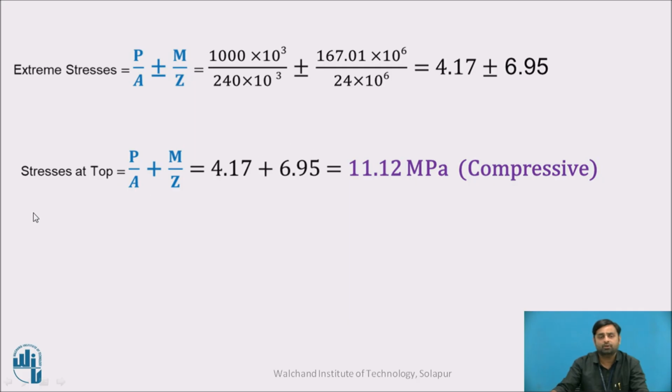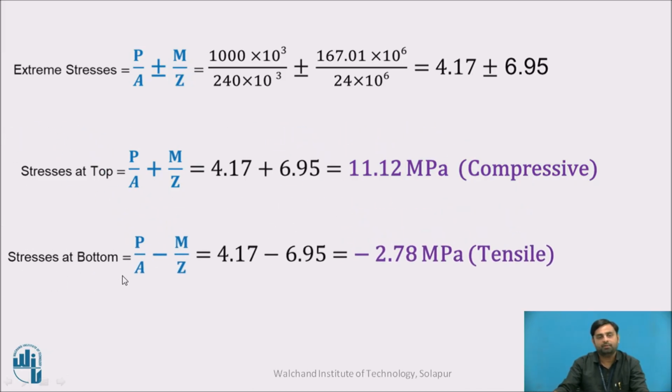Then the stress at the topmost fiber. The stress at top is P by A plus M by Z. It will be the addition of these two, 4.17 plus 6.95. It works out to be 11.12 MPa, Newton per mm square. We got a positive value here, that is why we say that this stress is compressive stress. So the fibers above the neutral axis are subjected to compression, and the extreme compressive stress at the topmost fiber will be 11.12 Newton per mm square or megapascal.